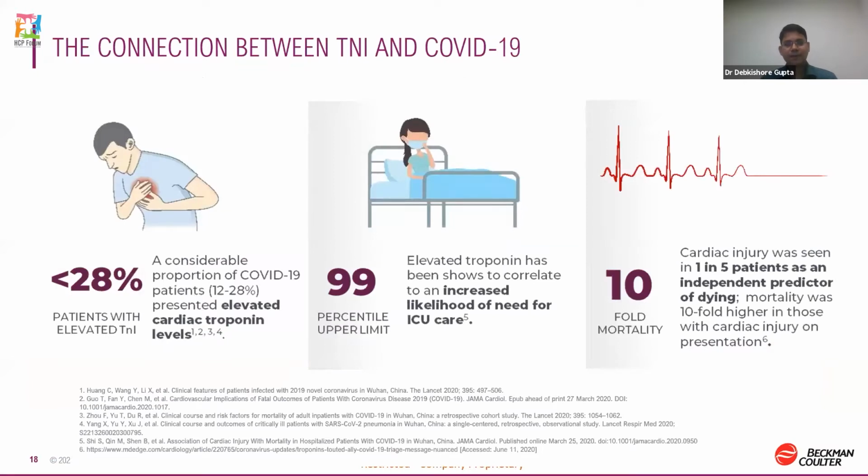So this is another biomarker which is also important, because we all know that a lot of patients present with cardiac events in the COVID-19 situation, and the connection between troponin I and COVID-19 is established. A considerable proportion of COVID-19 patients, some 12 to 28%, presented with elevated cardiac troponin levels. And the elevated troponin has been shown to correlate with an increased likelihood of need for ICU care. At the same time, cardiac injury can also be predicted in 1 in 5 patients. And also we know that there is tenfold mortality. So you can again better monitor your patients and give the right support at the right moment.